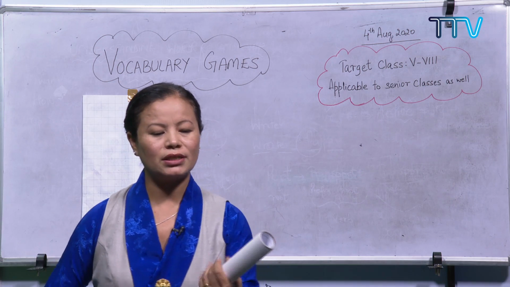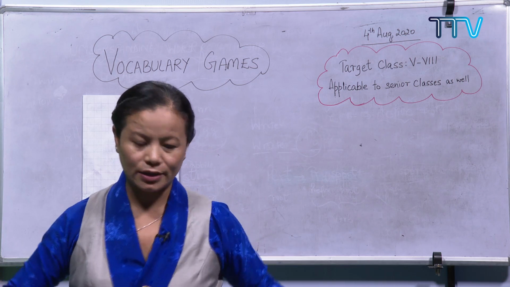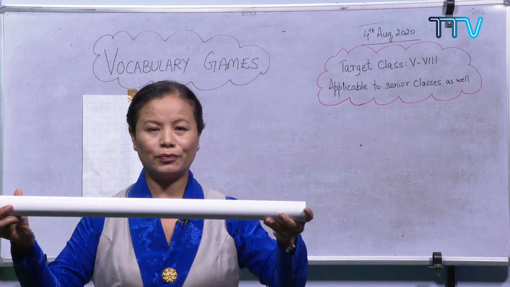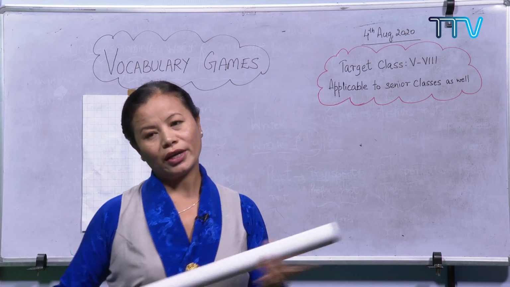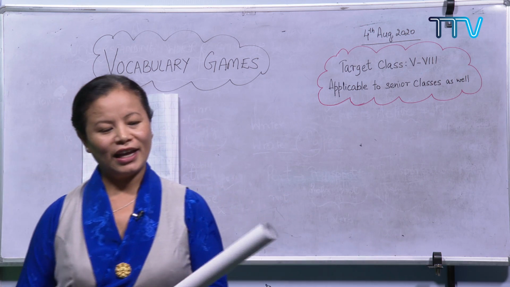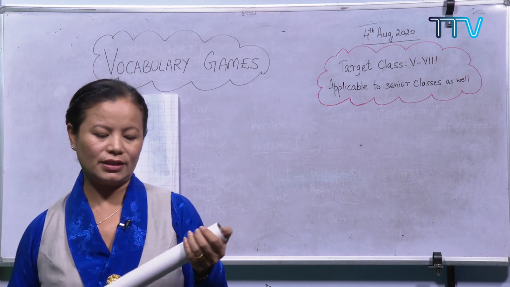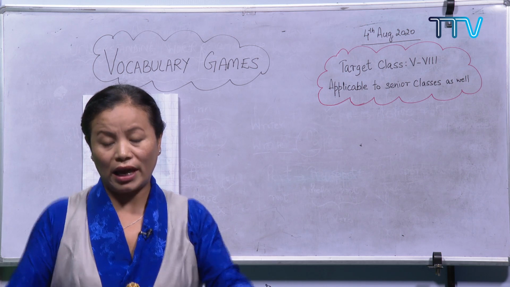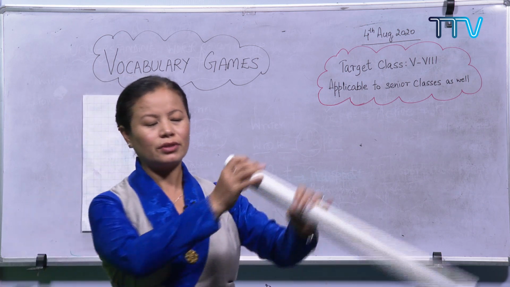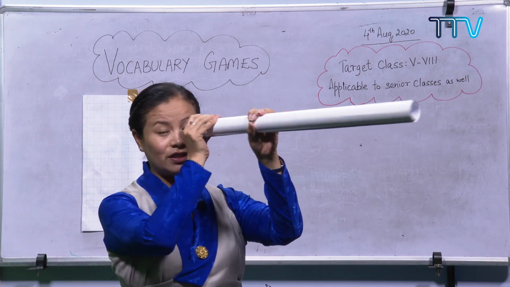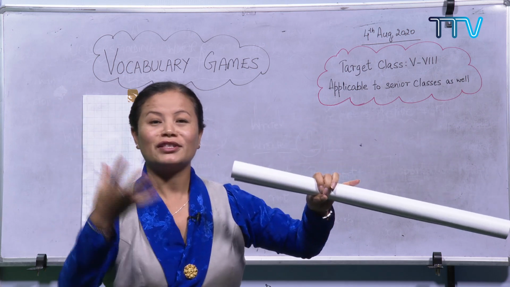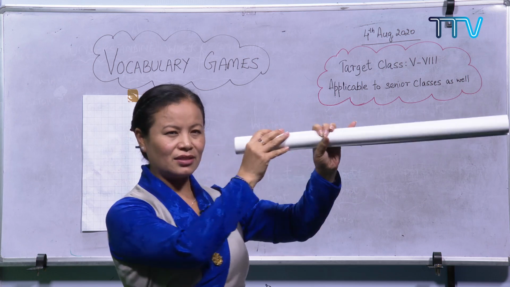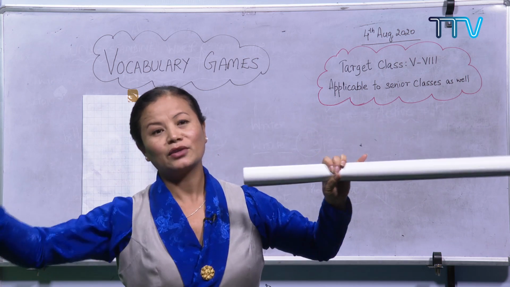So I'm using this in order to help you think of words, right? The teacher can bring something as simple as a chart roll. Here I have a chart roll. You can call one student, and the student can enact something with the help of the chart. The rest of the students can guess, oh, he might be talking about a telescope or a binocular. So you write the word.